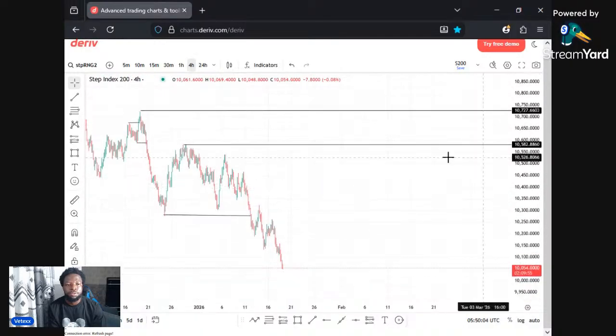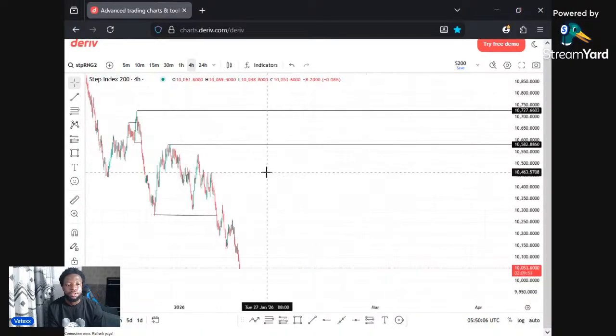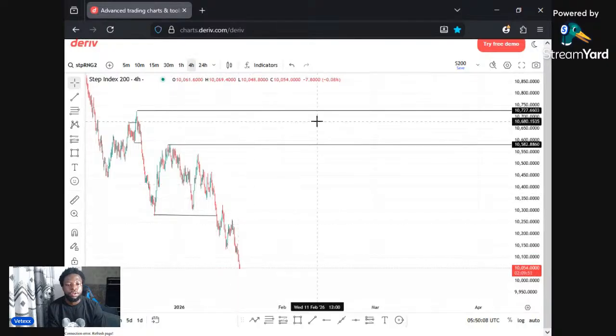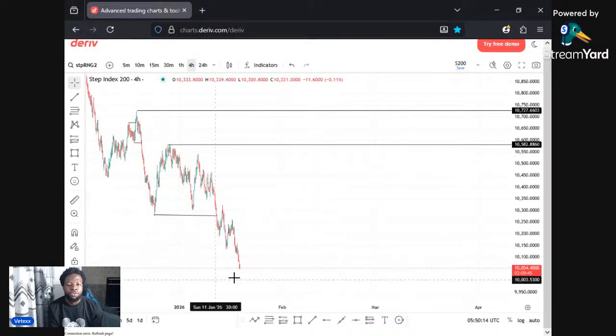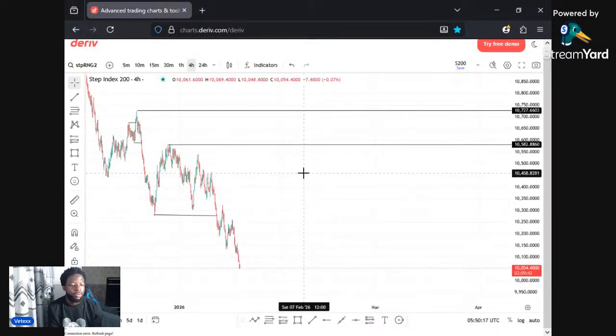So price is expected to come into this zone and this 4-hour structure and start giving us a continuation setup on the 15-minute time frame. So we wait for a reversal to happen any moment from now. Until then, we'll sit on our hands and watch for what is going to happen next.